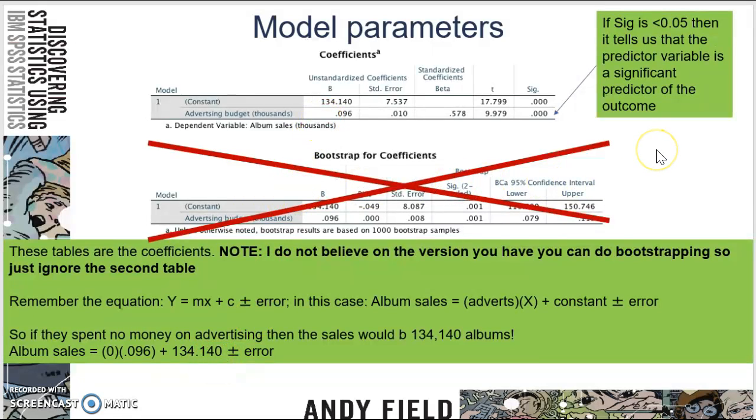Another important piece to look at when you're looking at your model parameters is your t value and your significance value of your predictors. Here we've only got one predictor, and it is significant. This significance being less than 0.05 tells us that the predictor variable is a significant predictor of the outcome of album sales. If this number was greater than 0.05, then we would say advertising does not contribute significantly to the sales.